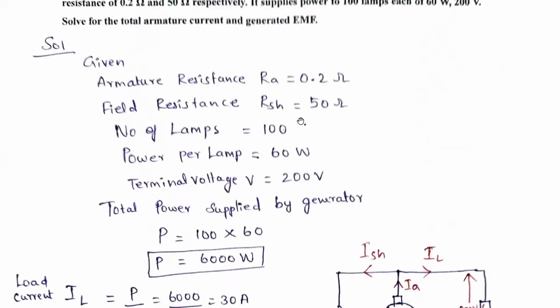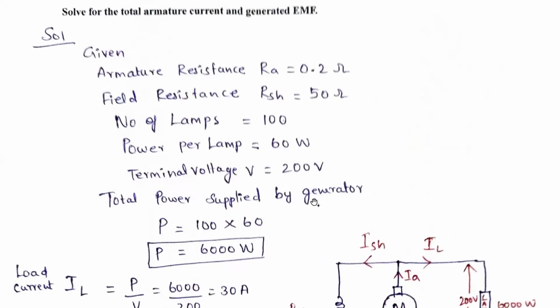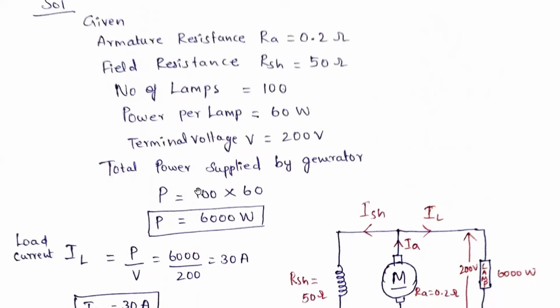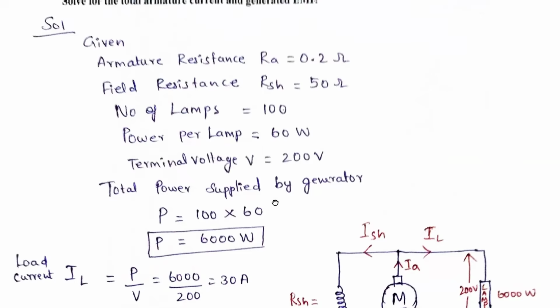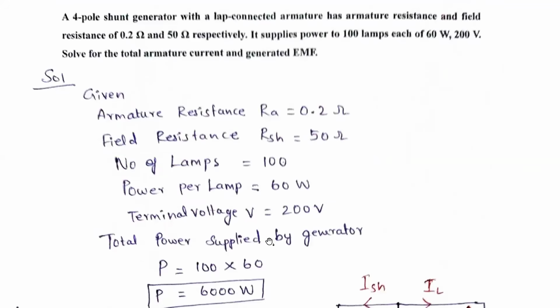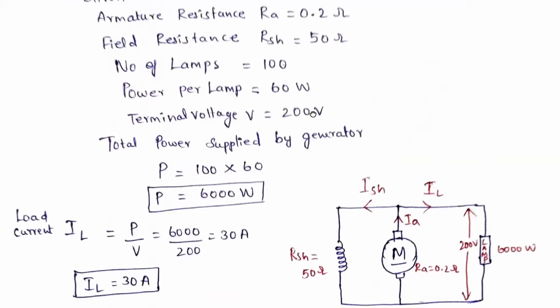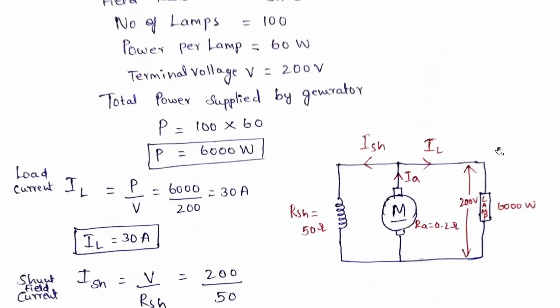Now the total power supplied by the generator is 100 lamps into 60 watts, the power per lamp. So 100 into 60 is 6000 watts. This is the total power supplied by the generator, because the power supplied to the load will be the same as the power supplied by the generator. That is the DC shunt generator.